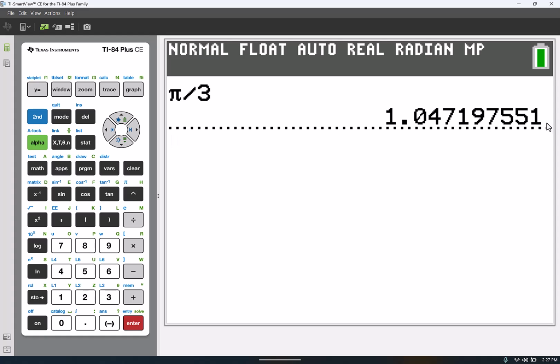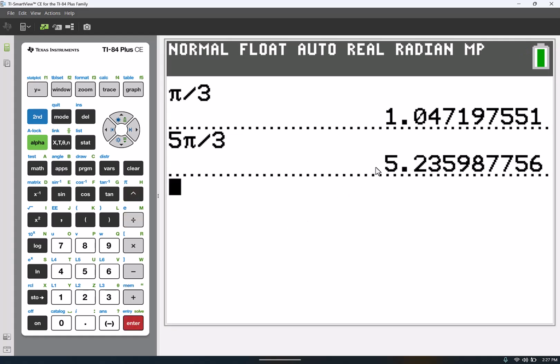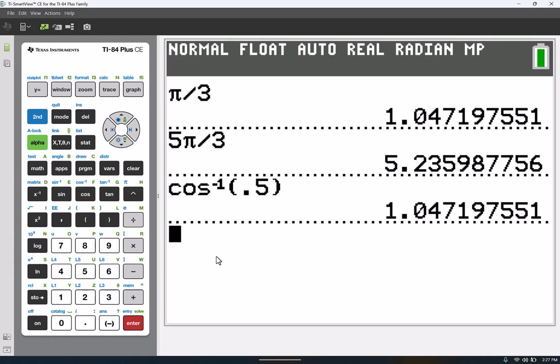1.047197. So where is cosine x equal to a half? Well, I know that one answer is pi over 3, this one, and I know that the other answer is 5 pi over 3. But no matter how hard you try, so here's 5 pi over 3, the calculator will never give you 5 pi over 3. Look, Chop, I don't know what you're talking about. Here's inverse cosine of 0.5, and look, I'm going to push enter. Look at that, 1.04. But how come it doesn't give me the 5.23?